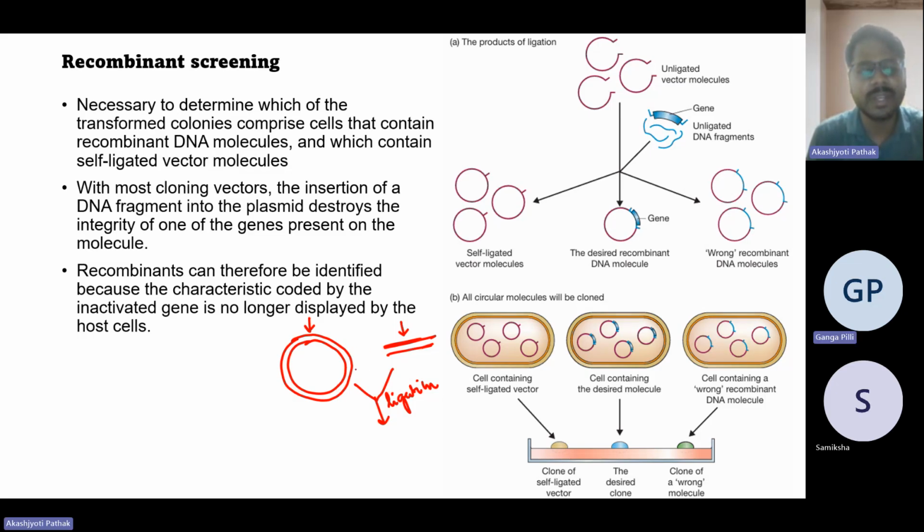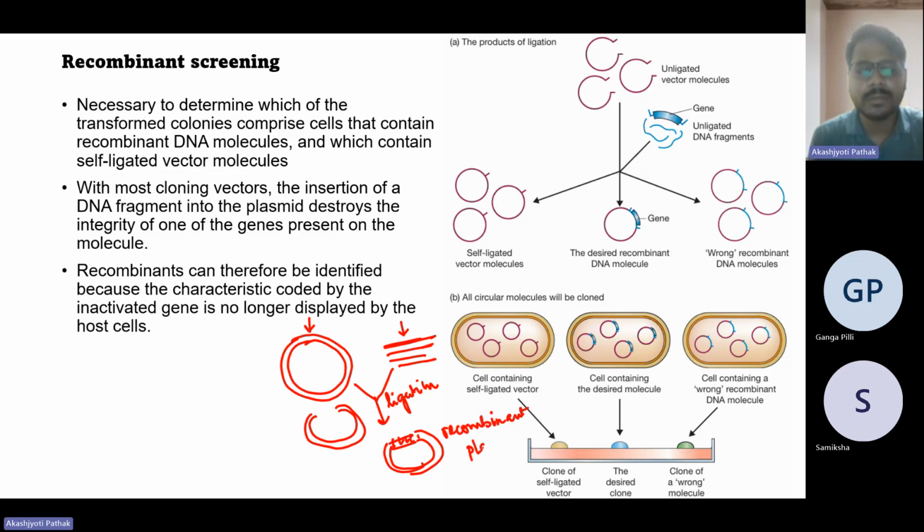Once you treat it with the restriction enzyme, this circular DNA will open up, right? And similarly here also you will get some sticky ends. Now when you do a ligation reaction, what will happen? You expect the vector to ligate with your gene of interest. And this is your recombinant plasmid.